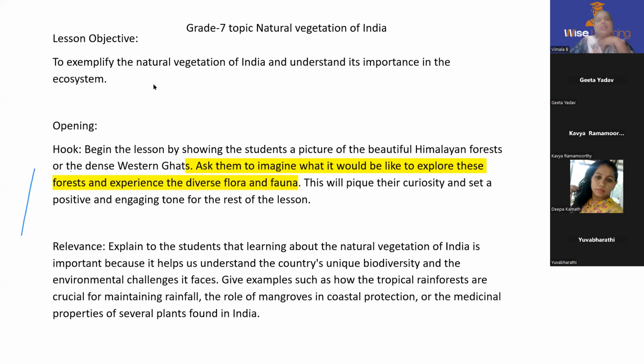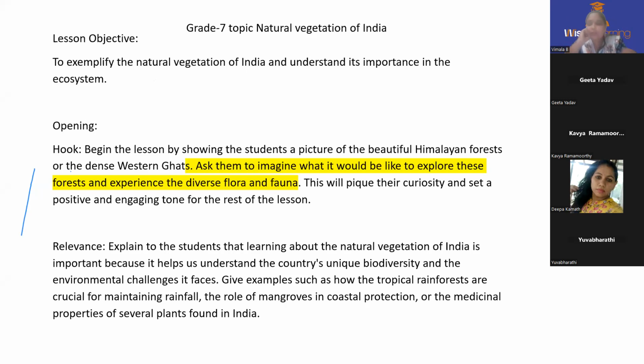So this is where I'm going to illustrate the natural vegetation of India and understand its importance in the ecosystem. I wanted to make it very clear about the hook as well as the introduction. The hook is different and the introduction is different in the lesson plan as well as in the session. The hook is where I try to grab the attention of students.